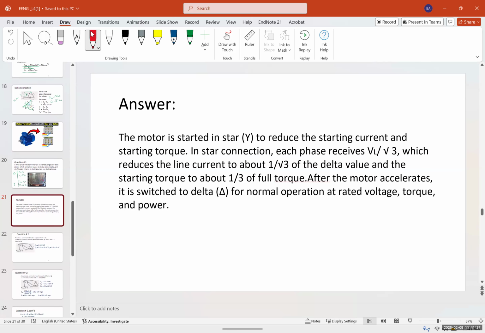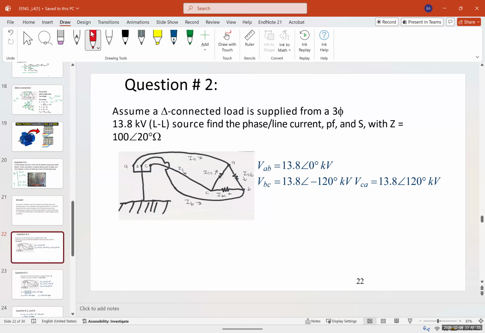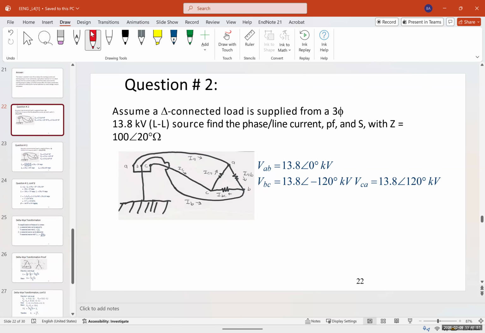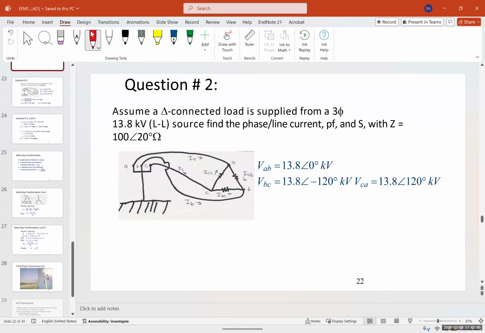Now, second question, I want you to put your tablets and everything away for this one. Another question, we assume we have a delta connected load, which is supplied from a three-phase 13.8 kilovolts line-to-line source. Find the phase line current, power factor, and apparent power with the load of 100 at an angle of 20 degrees ohms. Again, I'll give you 5 minutes to solve this problem.